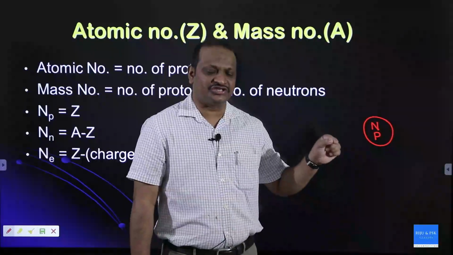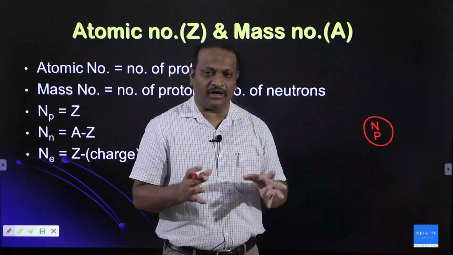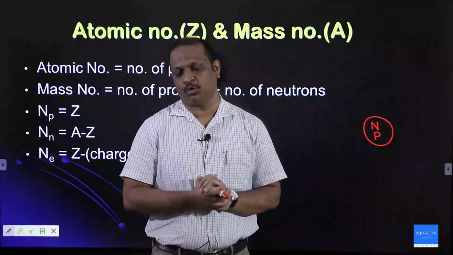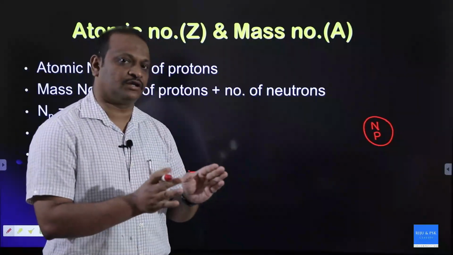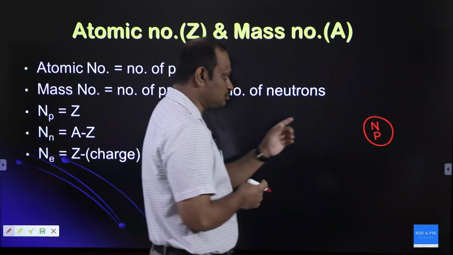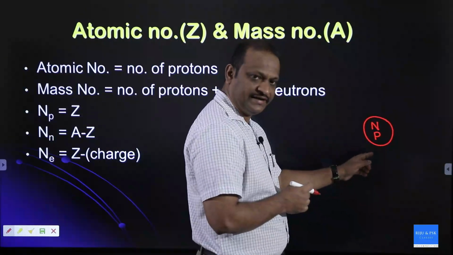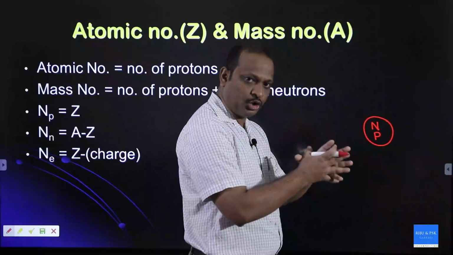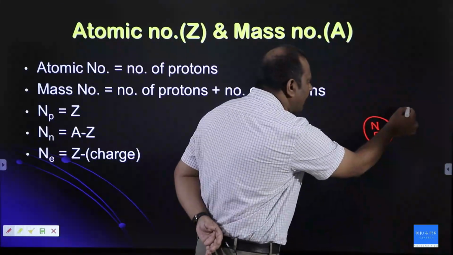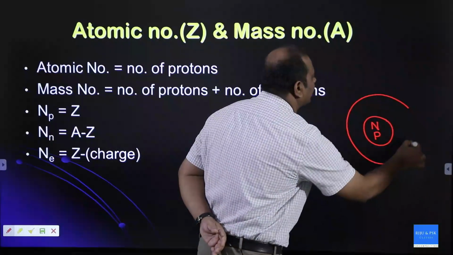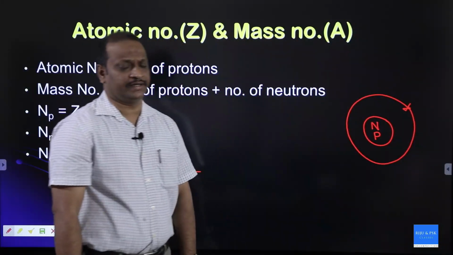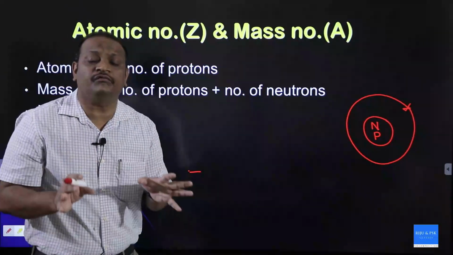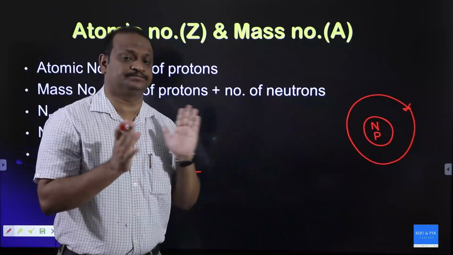These neutrons and protons are together called nucleons. Neutrons and protons together are called nucleons. So here we have a neutron, here we have a proton, isn't it? This constitutes our nucleus. And around this we have an electron. This is the concept we have regarding an atom.